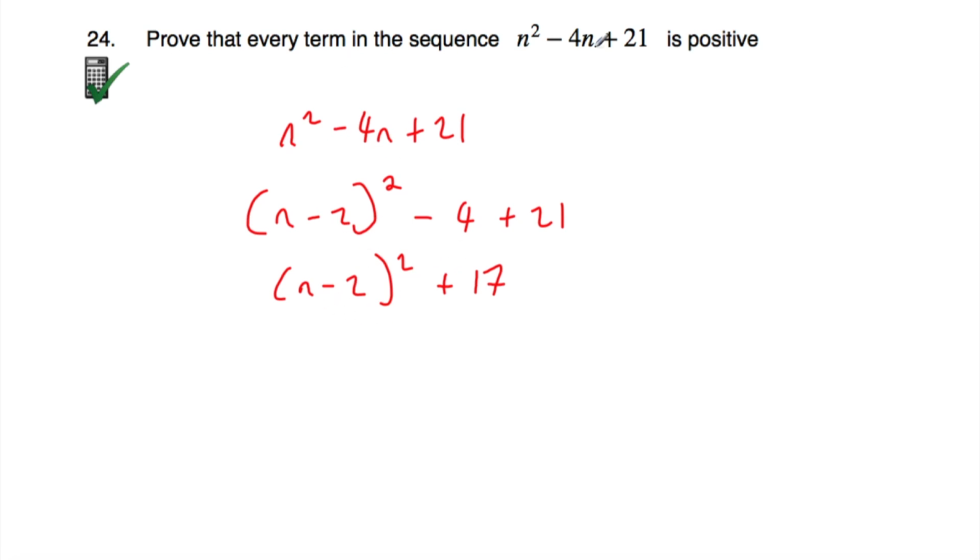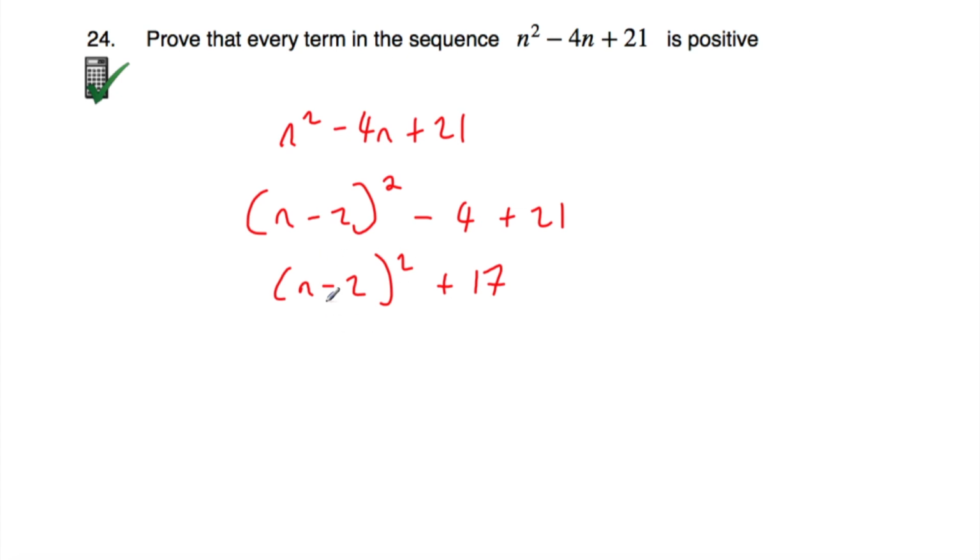Now we want to show that every term in the sequence is positive. So if we can show that this is always positive, that'll be fantastic. So let's look at what we've got here. We've got something squared. Now, if we square something, it'll always be either 0 or positive. If you have a positive number and you square it, you get a positive. If you've got a negative number and you square it, remember, negative times a negative is a positive. And if you've got 0 and you square it, you get 0.